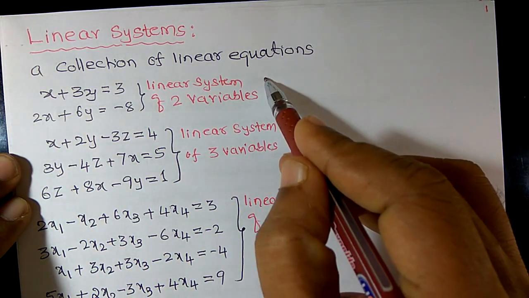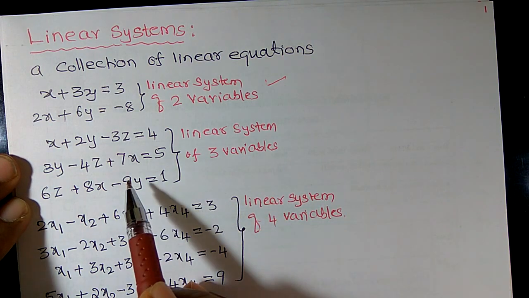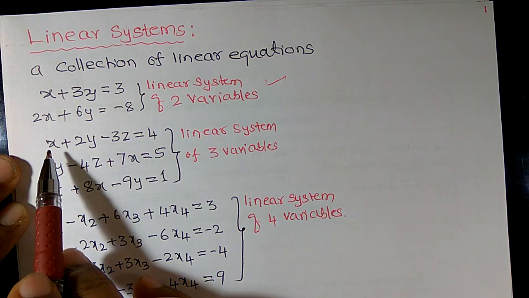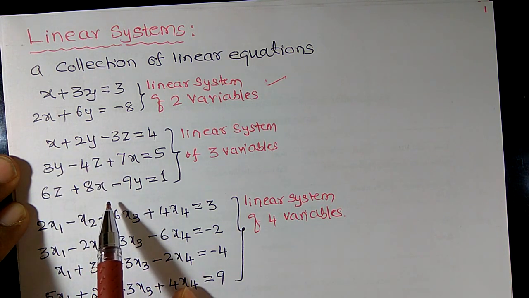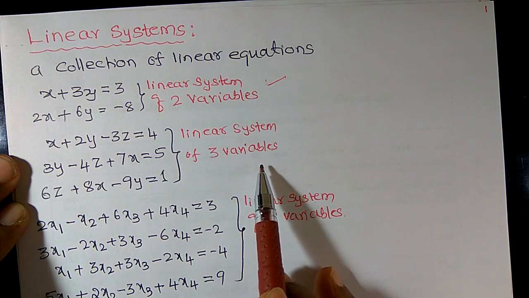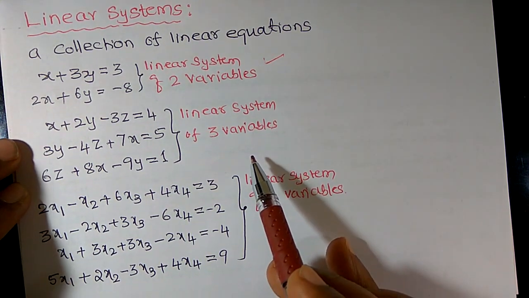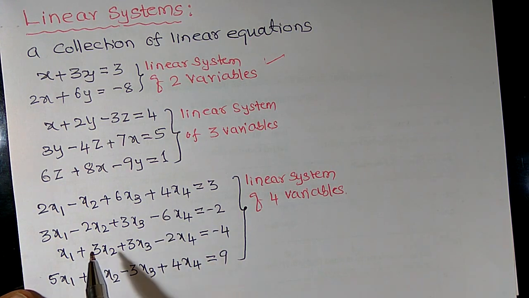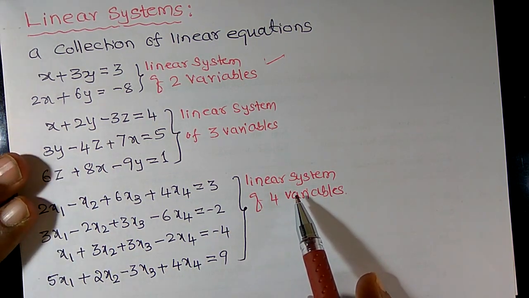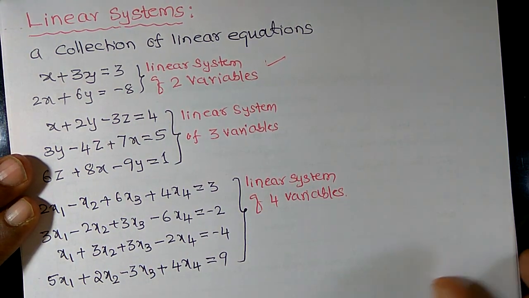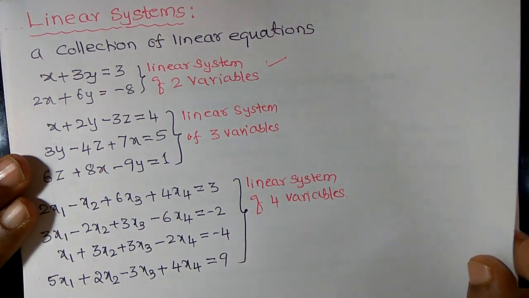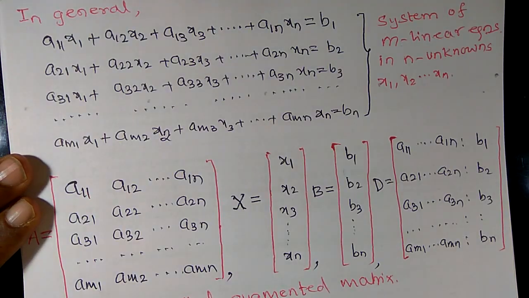So this is one possibility. Or they may give three equations and three unknowns, namely x, y and z. We can say that it is a linear system of three variables. And sometimes they may give more than three variables. So these are the possibilities. In all these cases, how do we find the solution of a linear system of equations?